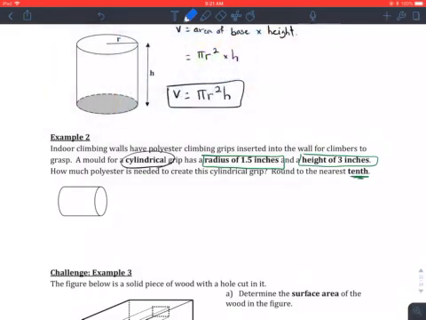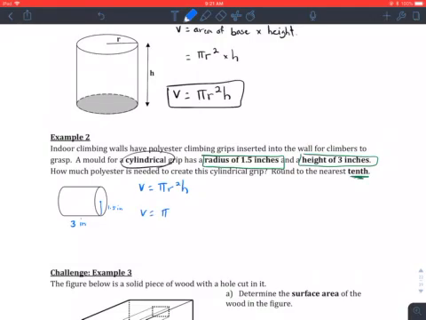Since we're told that it's a cylindrical grip, we know we're going to use our volume formula for a cylinder, and we are given the dimensions of radius and height in the question. Now if you want, you can include them on your picture. So here's 1.5 inches and my height of 3 inches. So if that helps you visualize this object, by all means go ahead and label that picture.